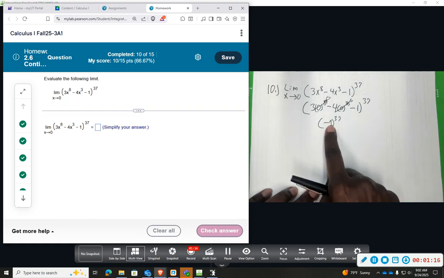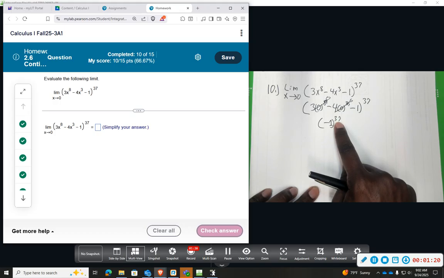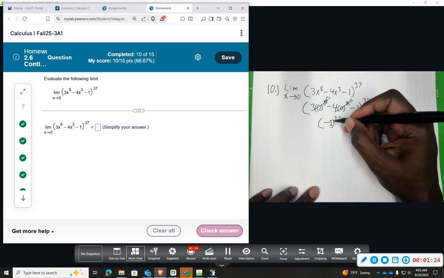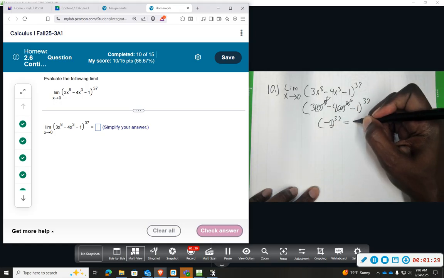raised to the 37th power. So that's multiplying negative 1 37 times. Since that's an odd number, that means we're going to have an odd number of negatives, and multiplying 1 repeatedly just leaves us with 1. So this will just end up being a negative 1.